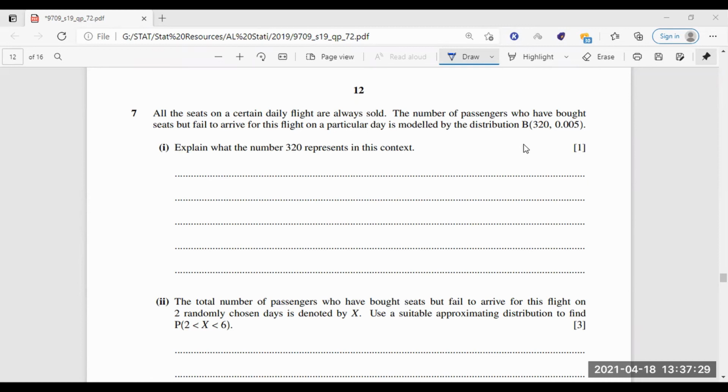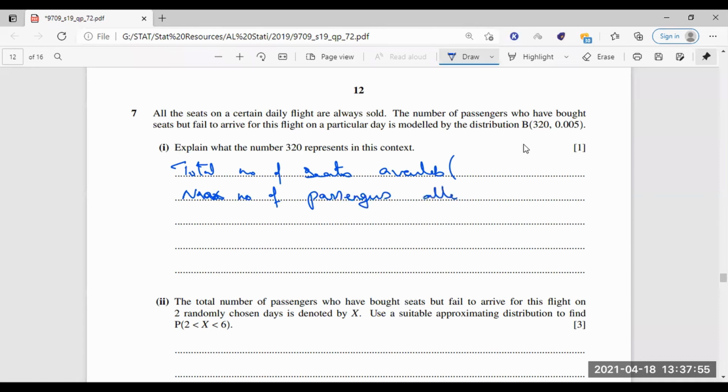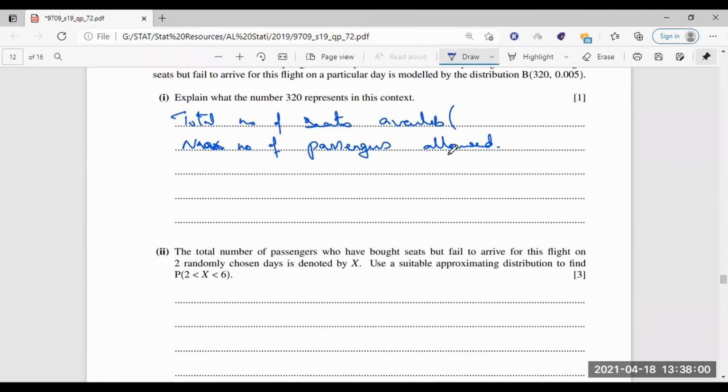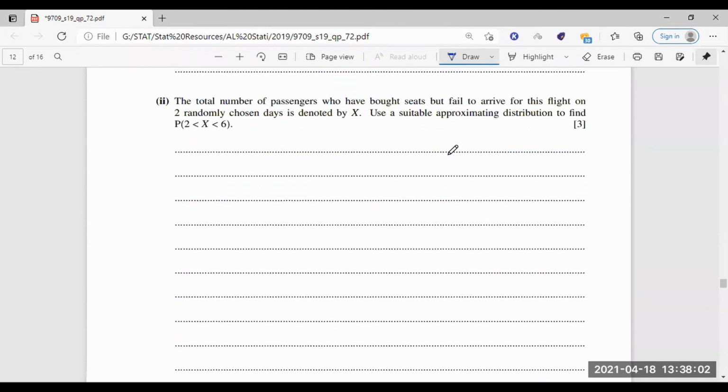So what is 320 representing? It's the total number of seats available, or you can also say the maximum number of passengers allowed. Any of these would give you a valid answer.